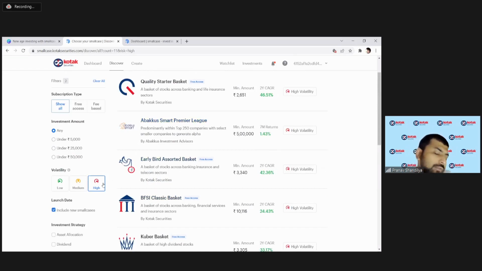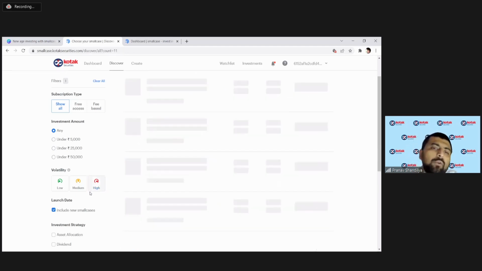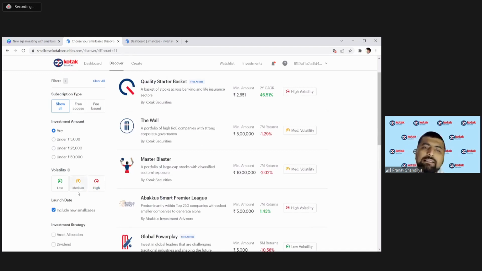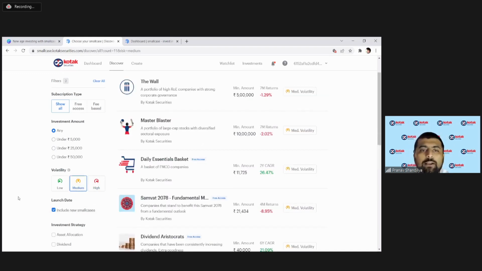So if you're comfortable taking exposure to those kind of portfolios because you're a long-term investor with a 10-year, 15-year vision, then at that point of time, you can click on high volatility baskets. If you want to take the middle path in neither of these, you can click on medium volatility.